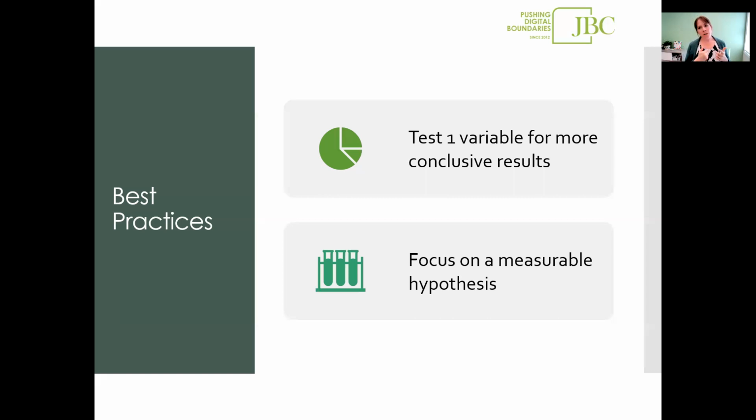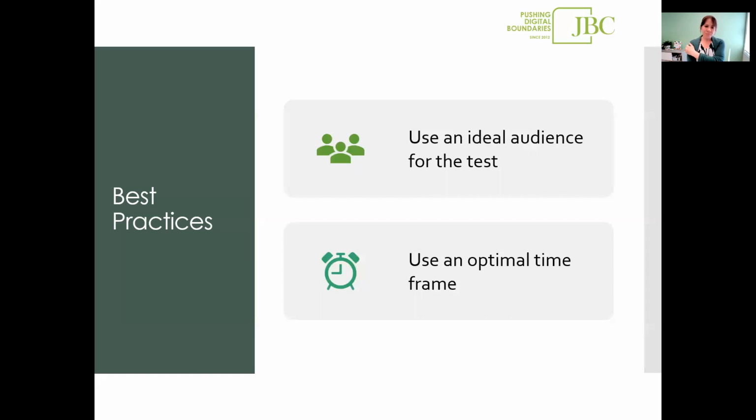But then also you want to know what you're actually testing. So that measurable hypothesis, what did you want to get out of the A/B testing? Did you want to test the creative? Did you want to test demographics? So go in with that idea of what we want to learn from this. Use an ideal audience. You still want to refine your audience, so you don't want it so broad that you can't narrow it.